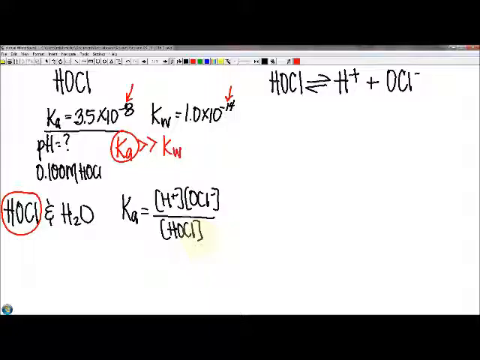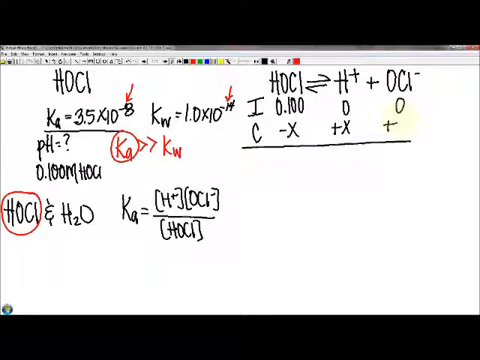Okay, next up, we need to do our ice chart. So initially, we have 0.100 molar of the acid, and we don't have any of the ions present. The change will be negative x because we need to go towards the side with the zeros, and then positive x for the products because we're going towards it. We're gaining on that side. So at equilibrium, it'll be 0.100 minus x, and then x and x for the top.